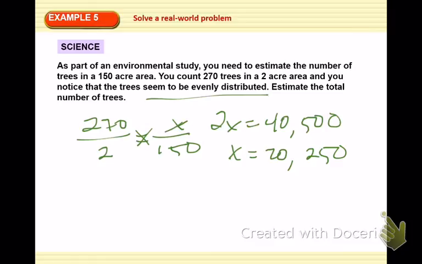Okay? Now, with proportions, there are a couple of different ways we could set that up and still get 20,250. We'll discuss that as we need to, the different properties of proportions. Okay? But there's one way to set that up.